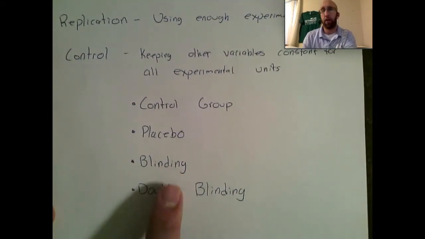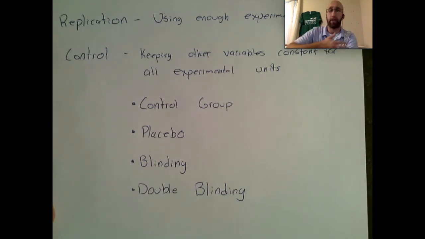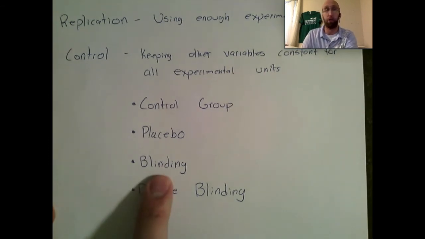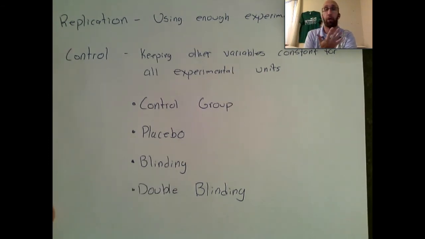Blinding is when one party or one part of the experiment doesn't know what they're receiving. If I'm trying out a potential pill, I don't know what type of treatment I got. Did I get the super duper pill? Did I get a vitamin C pill? Did I get a vitamin D pill? Or did I get a placebo? I don't know. I'm completely blind to what I got.